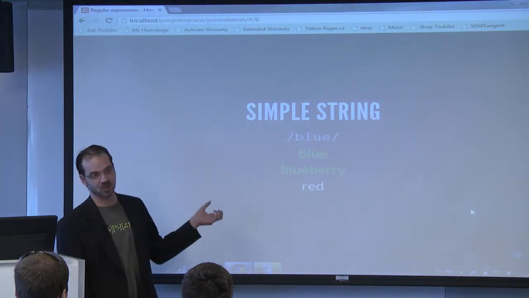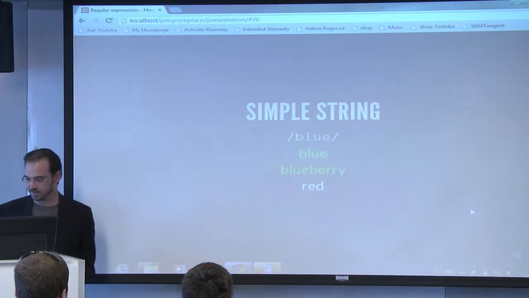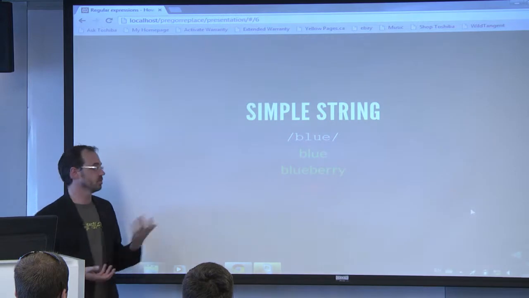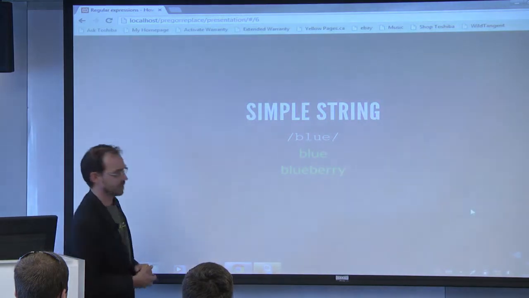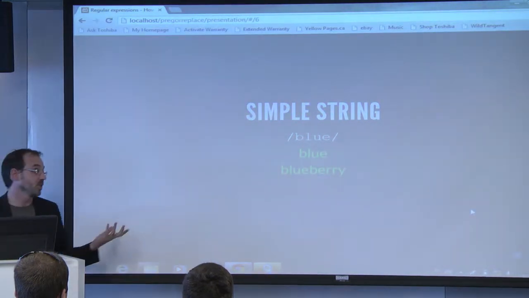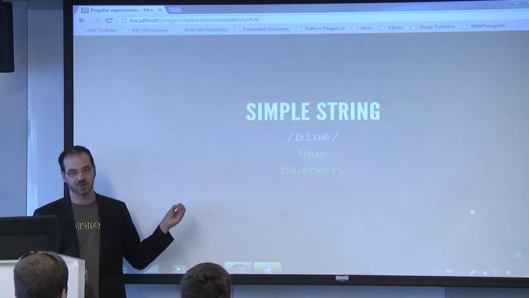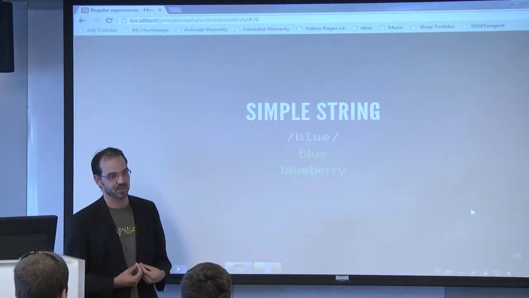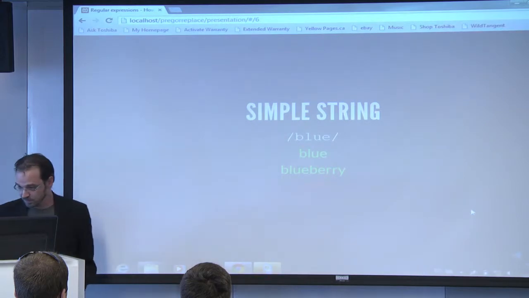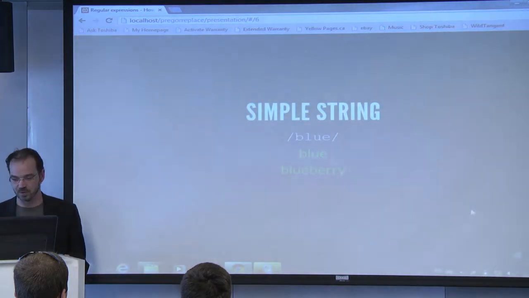It does, because it also has the letters B, L, U, E in it. And if we try red, well, it won't match, because it doesn't have that specific pattern of letters in it. So that's what a regular expression is. So yeah, this one wasn't really useful, obviously.